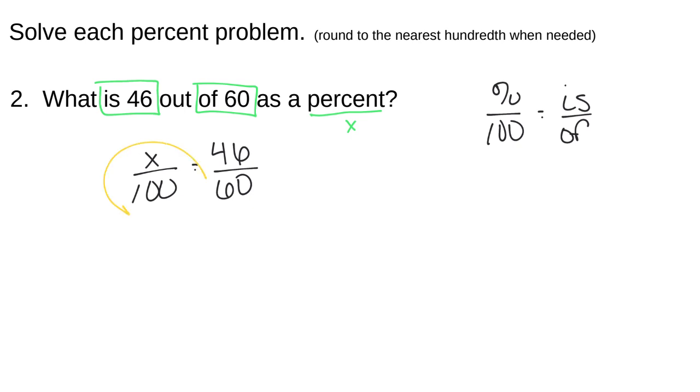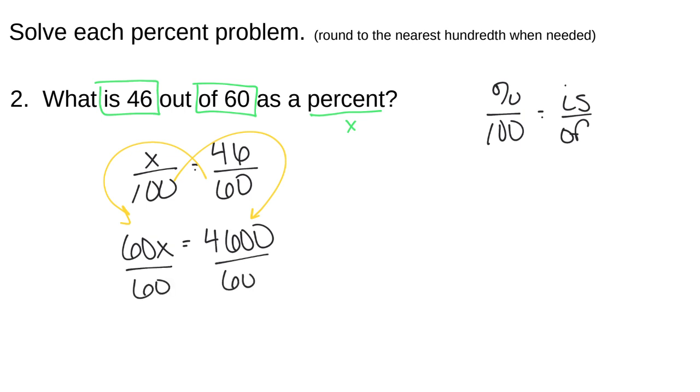Again, we're going to cross multiply. So 60 times X is 60X. 100 times 46 is going to be 4,600. To get X by itself, we divide by our 60. Now this one's going to be a decimal, so we're going to make sure we round to the nearest hundredth. I've got about 76 point, and then a whole bunch of 6s after that, so that means that 6 is going to round up to a 7. And since our answer is a percent, we should probably add our percent sign.